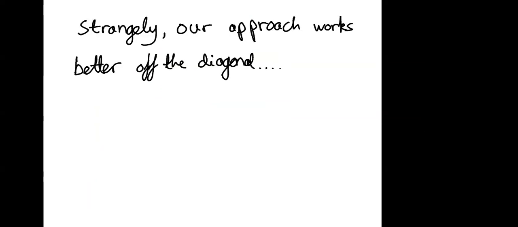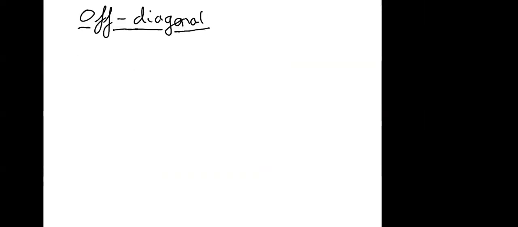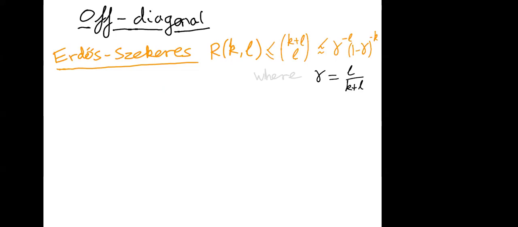And, well, this is another observation. We spent years trying to do this argument directly for the diagonal Ramsey numbers, but we found out it works better if you go off the diagonal. Off diagonal for us means you have K and L of the same order, probably, but L could be 100 times smaller. So think of that case. Actually, we're going to use gamma to denote L divided by K plus L.